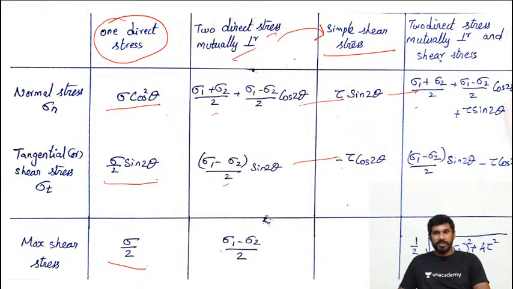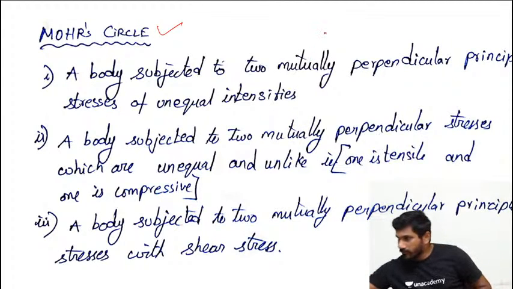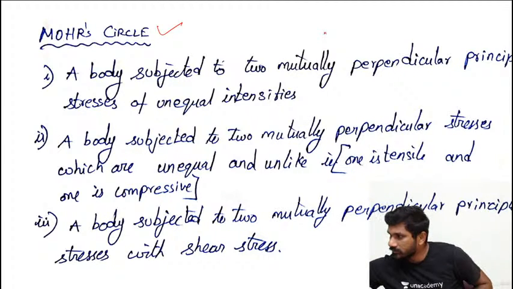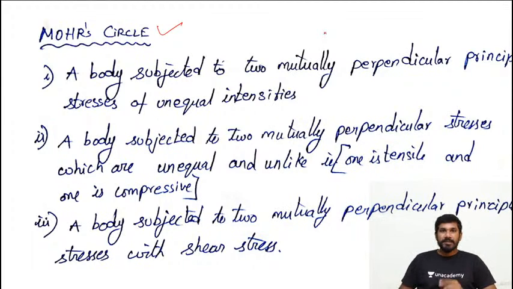Now, parallelly, you can solve the problems by using this analytical method, or you can also do it by a graphical method. Now we are going to concentrate on the graphical method, that is the Mohr Circle. Right. So where is the Mohr Circle used?